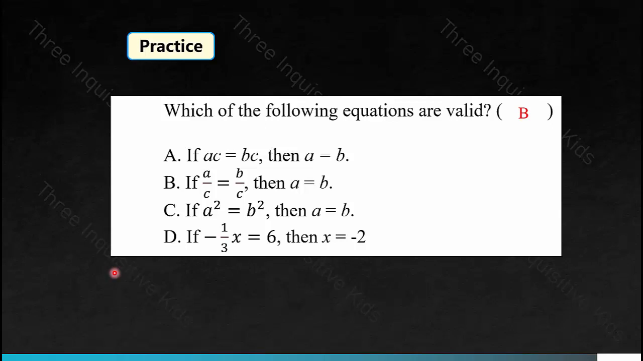So C is incorrect. D. If negative 1/3 of x is equal to 6, then x is equal to negative 2. Well, let's think about this. If you want to find x, then you should multiply both sides of the equation by negative 3 to cancel out the coefficient of x. So on the left side, the coefficient would be canceled out and you would just be left with x. And on the right side, you would have 6 multiplied by negative 3, and that would give you negative 18. So that does not work.